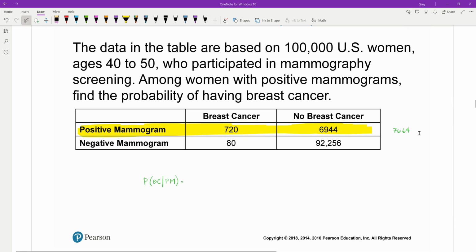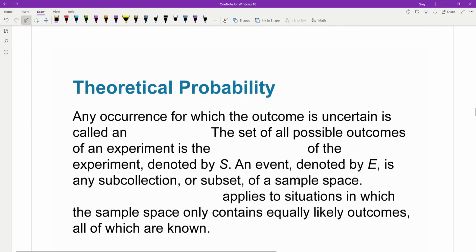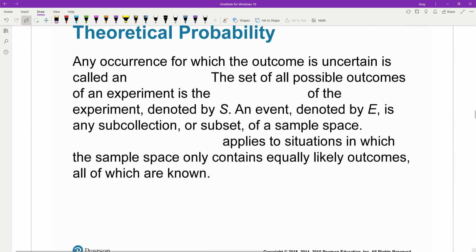So since our total was 7,664, that's going to be our denominator. How many of those have breast cancer? That's going to be 720 out of our 7,664. And if you need a decimal, there's your decimal. Make sure you round properly according to MyLab Math. All right, so that was experimental or empirical probability.